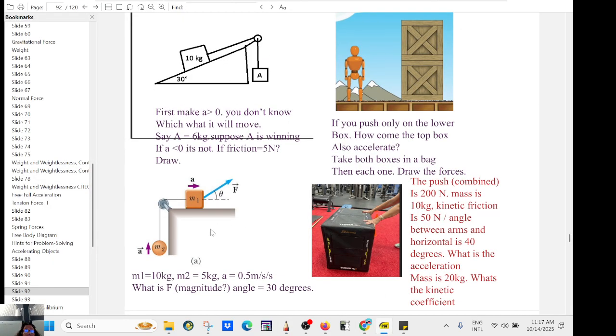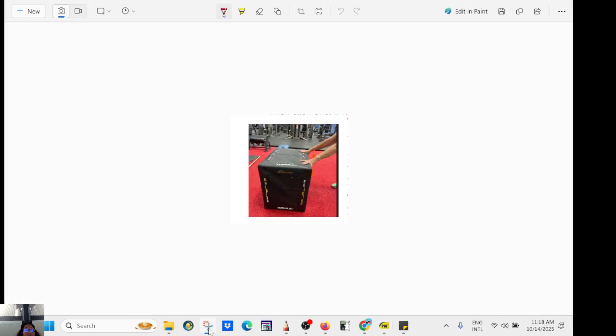Okay, let's do this one, your turn. It's being pulled and it accelerates. So you can take both bodies in the same bag, and you can say winner minus loser equals mass times acceleration.